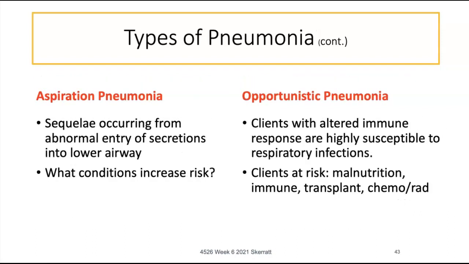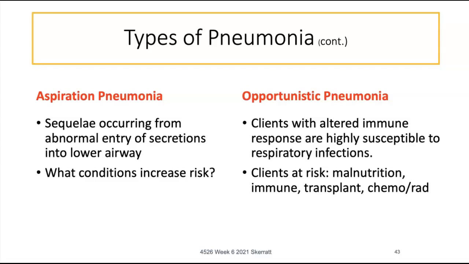Other types of pneumonia are aspiration pneumonia. It's a sequela occurring from abnormal entry of secretions into the lower airway. What conditions put individuals at risk? Those would be individuals with decreased level of consciousness, so your seizure, anyone who's had an anesthetic, a head injury, stroke, alcohol intake, difficulty swallowing, nasogastric intubation with or without tube feeds. These are all reasons that someone would aspirate.